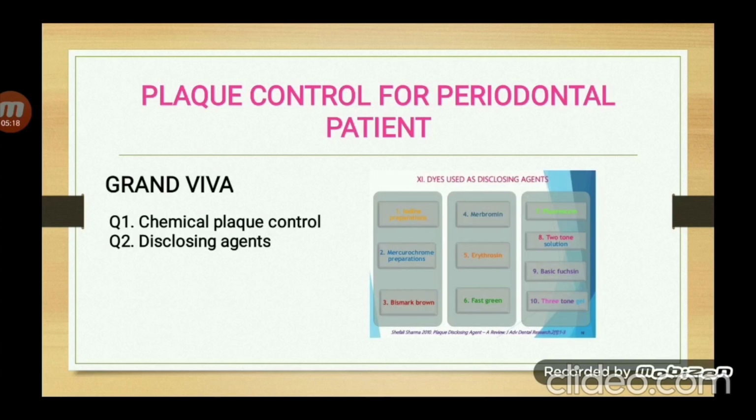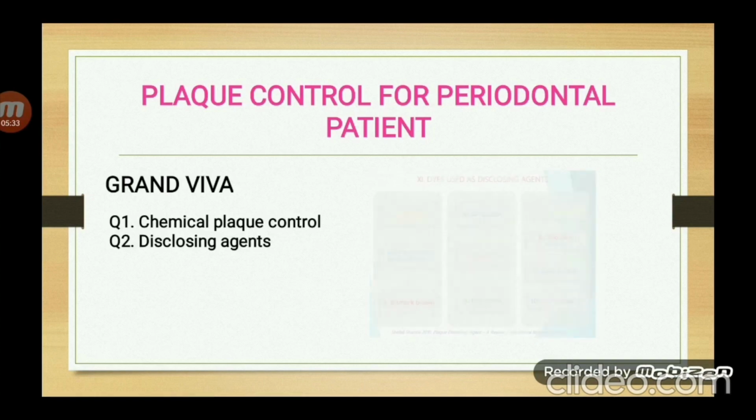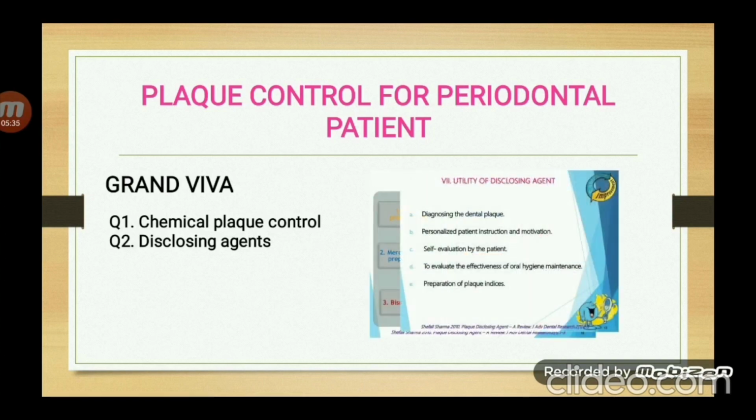Then, as in the previous slide, we talked about the dyes used as disclosing agents. These are the following dyes, and generally two-tone dye or basic fuchsin is what they are looking for in your answer. Then this is the utility of disclosing agent, which is nothing but the indication.